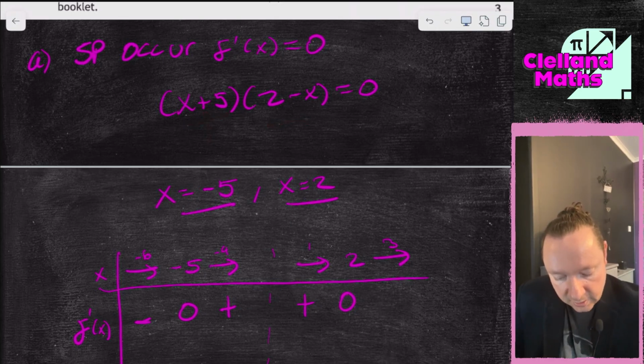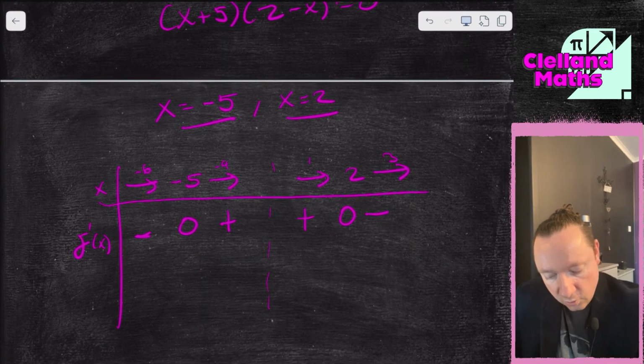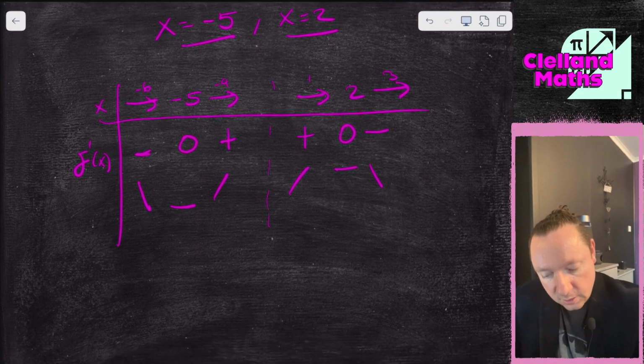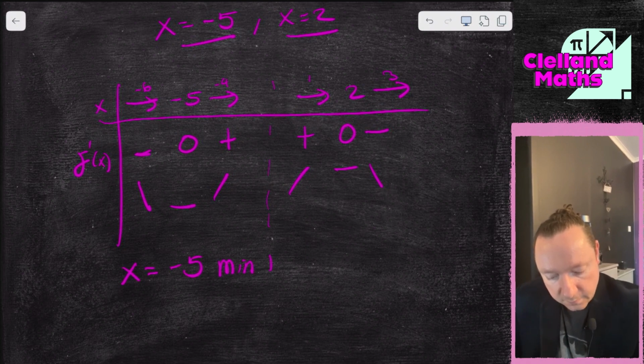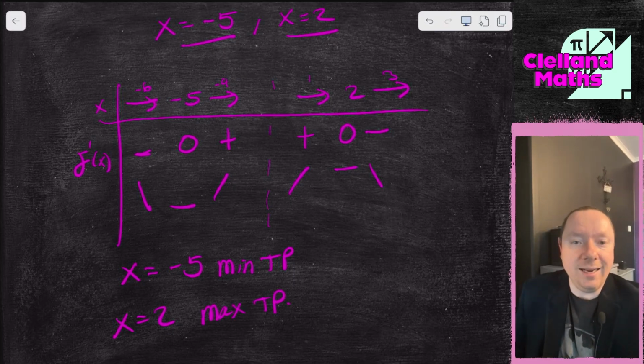So that's minus. So we've now got down, along, up, along, down. So x equals -5 is a minimum turning point, and x equals 2 is a maximum turning point. And we're done there for part A.